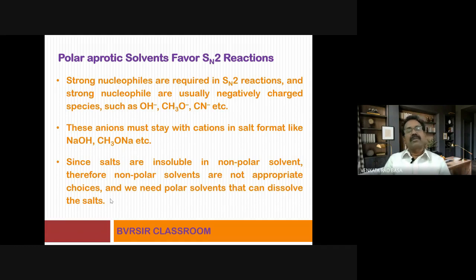So here one important point is, for bringing about SN2 reactions, which type of solvents are not at all usable? Non-polar solvents are not at all useful. Okay, and then we'll go to the next point.